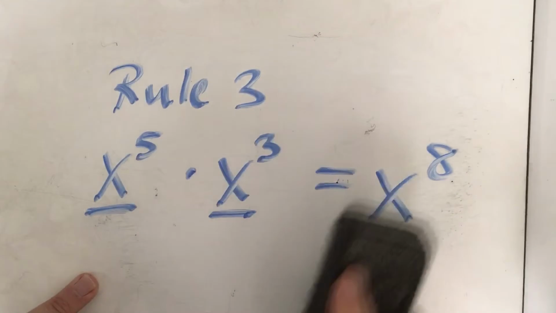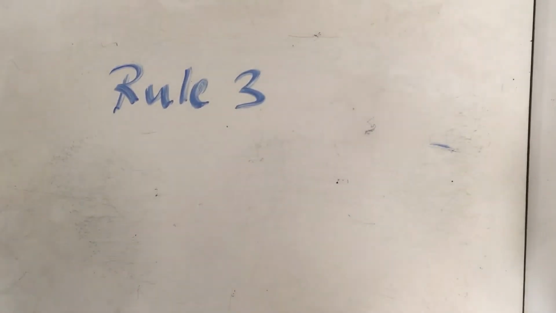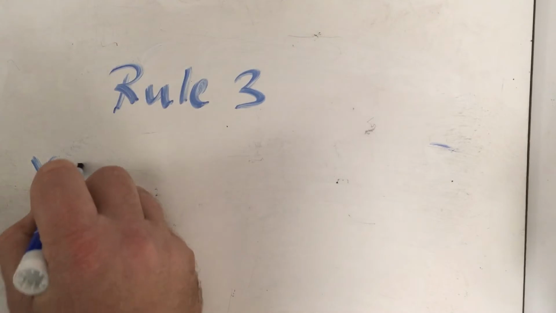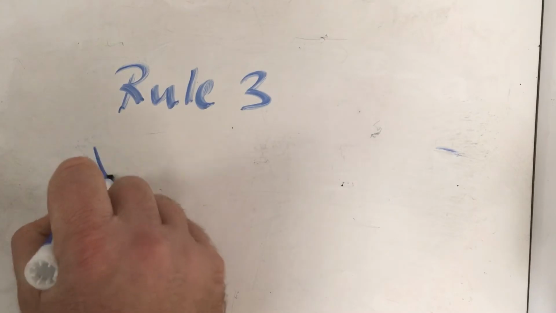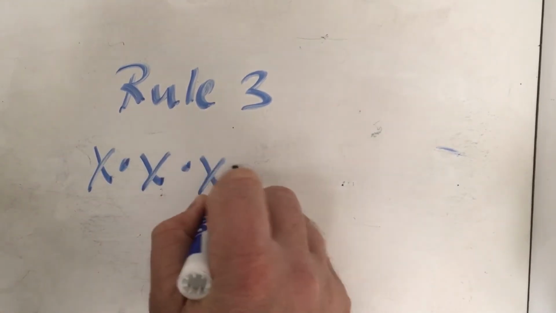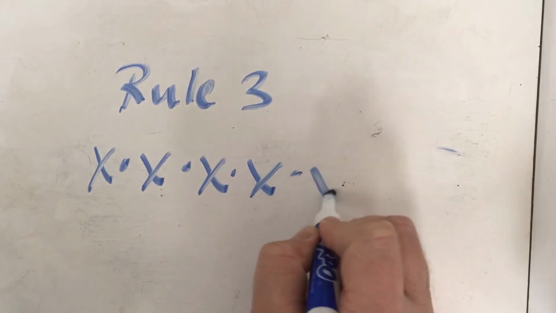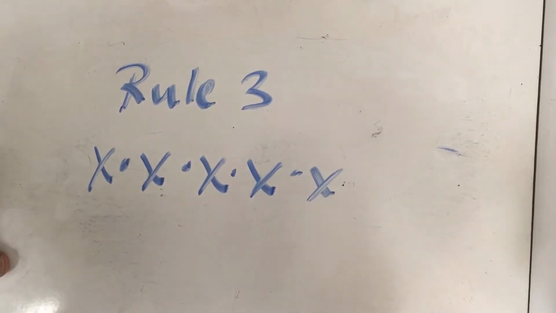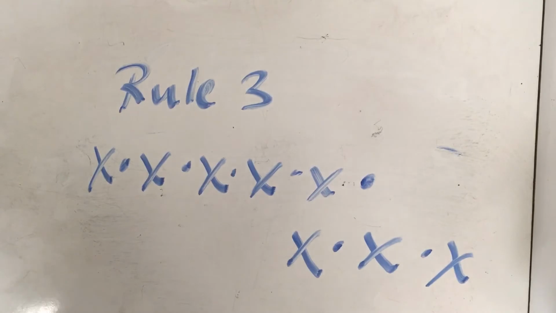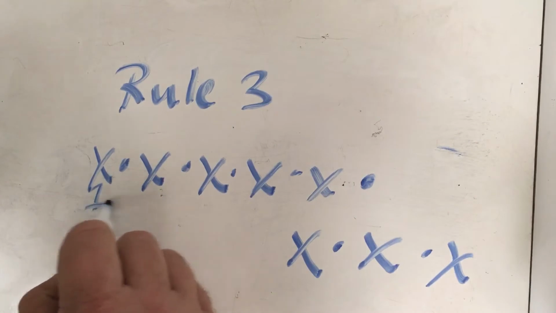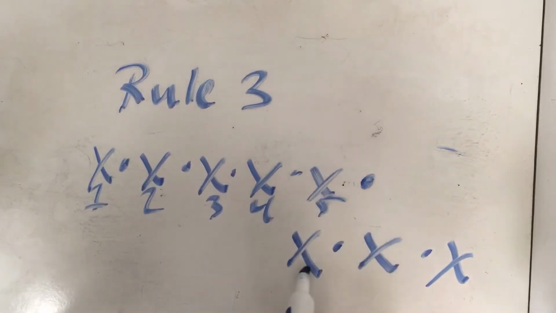So it makes sense why this is if you break it down. What is x to the 5th? X to the 5th is, slide that over, I'll just rewrite it. X to the 5th is this. Okay? And then you're going to multiply that by x to the 3rd, which is this. Well, all you've done is put a long strand of x's together. How many do you have? 1, 2, 3, 4, 5, 6, 7, 8.